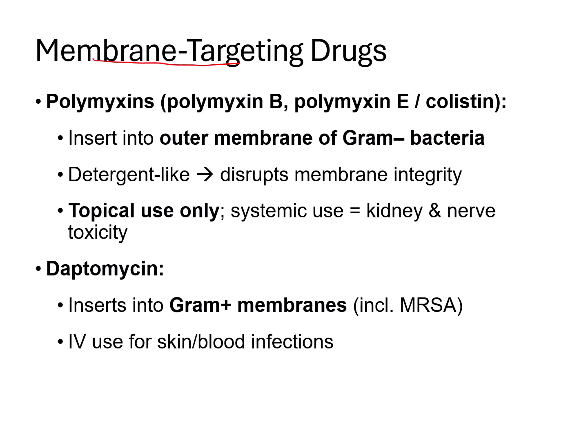Our membrane targeting drugs include polymyxins, such as polymyxin B, E, or colistin. These bind to lipopolysaccharide, remember that LPS layer, or phospholipids in gram-negative outer membranes. This disrupts the membrane integrity, causing the cell contents to leak out of the cell and eventually cell death. So these drugs are usually used topically or as a last resort intravenously, for resistant infections due to kidney and nerve toxicity.